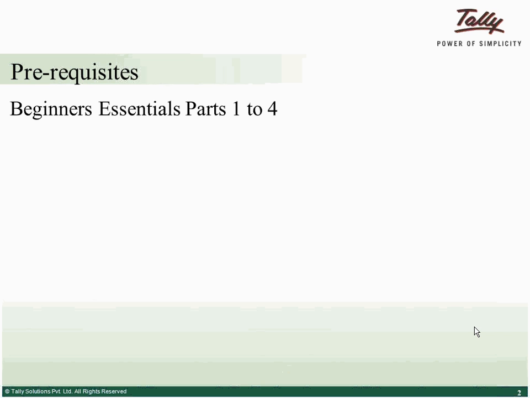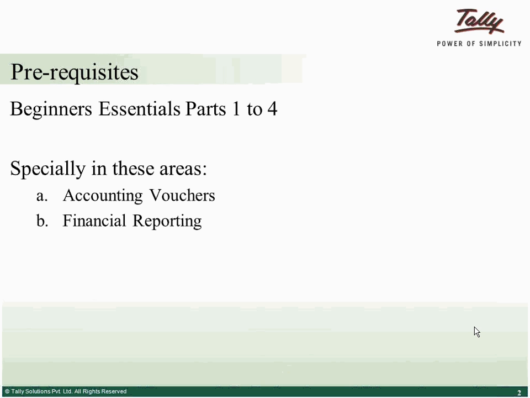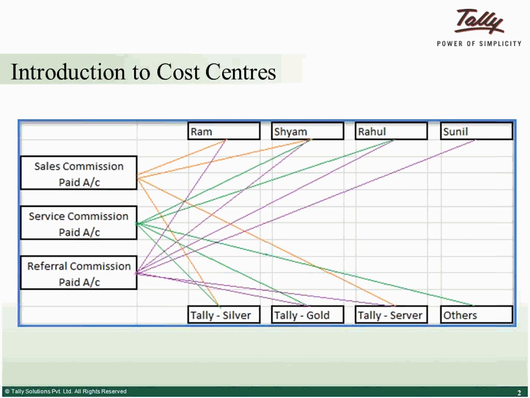To become reasonably proficient in these topics, the prerequisite is general familiarity with Tally. These prerequisites were covered in the fourth session, Beginner's Essentials, especially in these areas: accounting, vouchers, and financial reporting. Even if you did not attend them, if you are comfortable with the accounting part in Tally, you can follow without any problem.